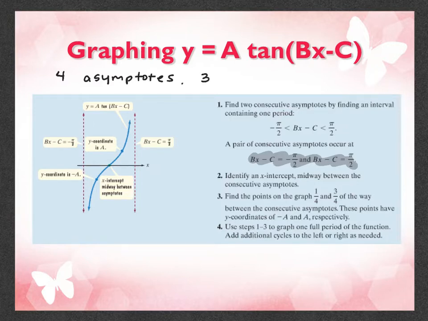And then you're going to get 3 curves. And you would do that by finding the halfway point in between. That's your x-intercept. And then eyeball the quarter point and the 3/4 point. And that's where your negative A and your positive A fall, or your amplitude. And then tangent goes up to the right, down to the left, so it follows that pattern.